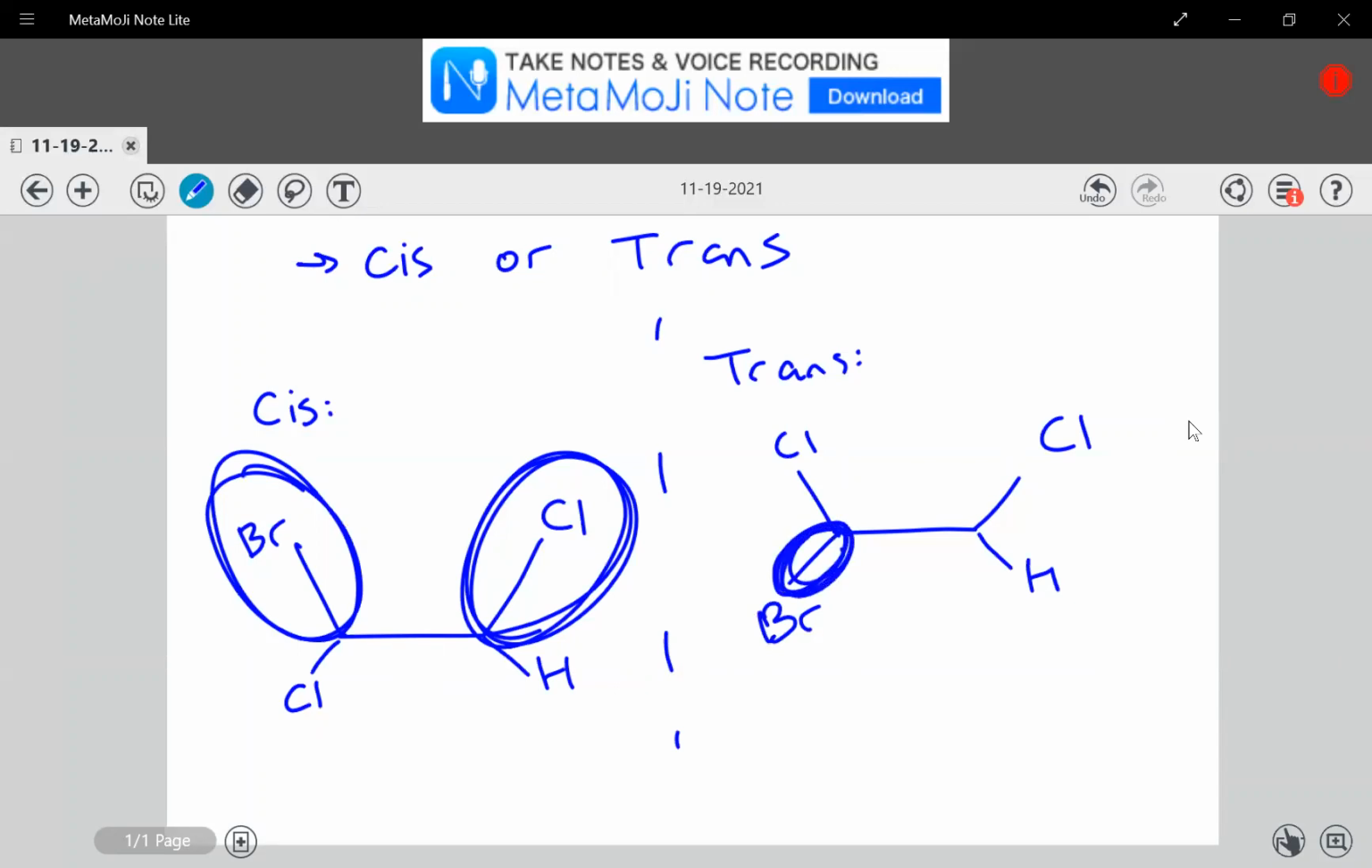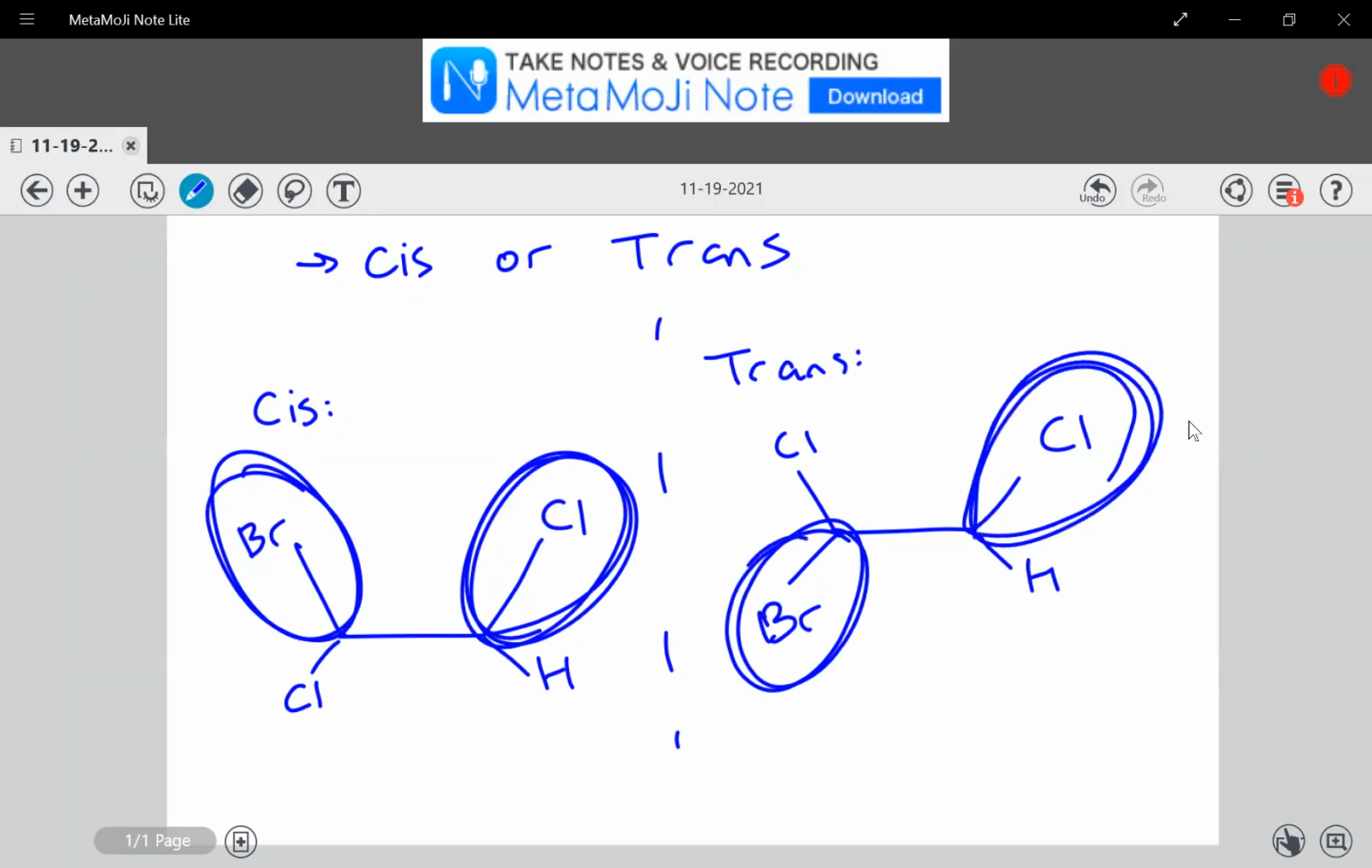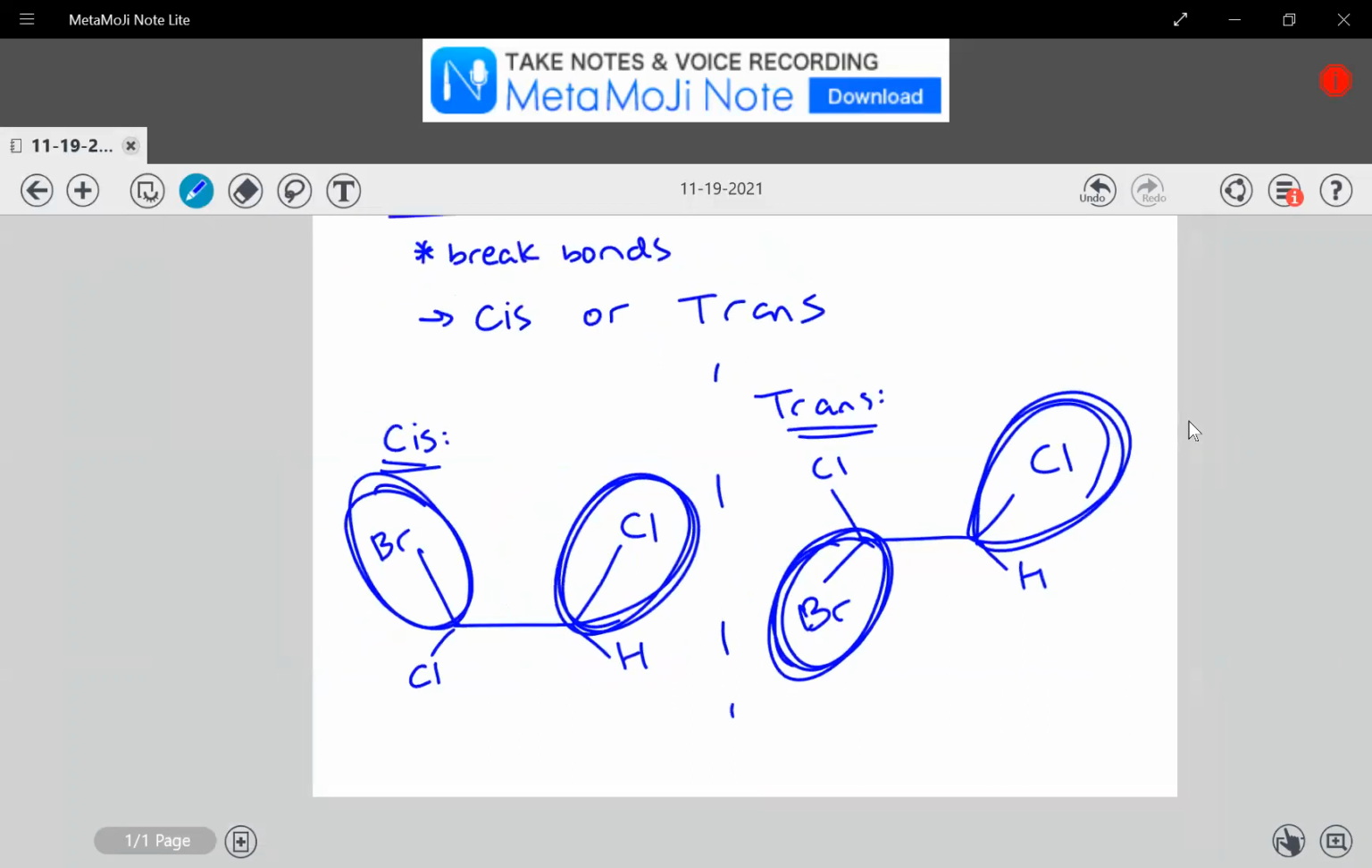Over here, trans. Let me make it a bit bigger. Opposite sides, right? Main atoms, the heaviest one is Cl, the heaviest one is Br. Main atoms on different sides, they are trans. All right?